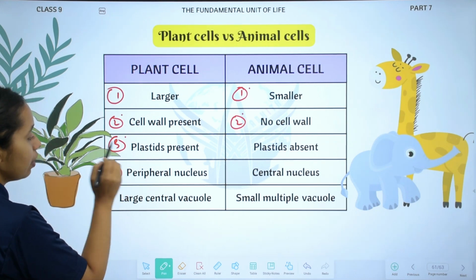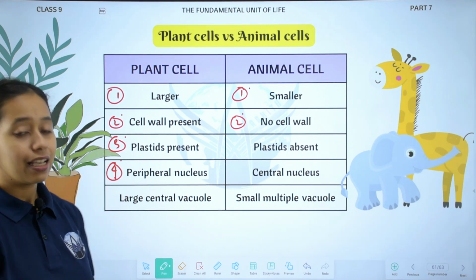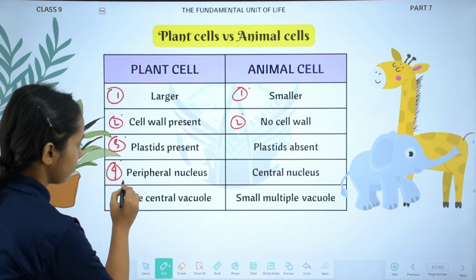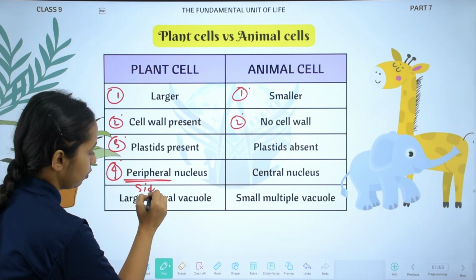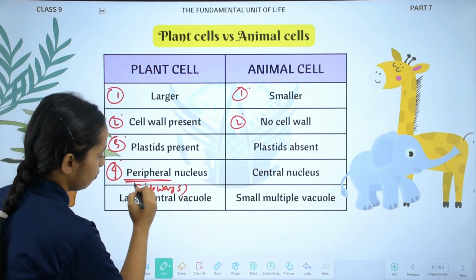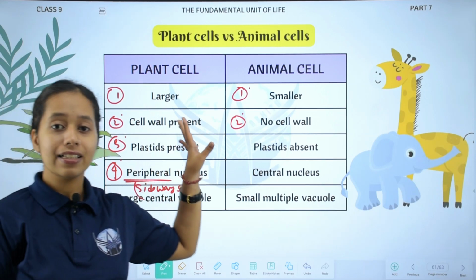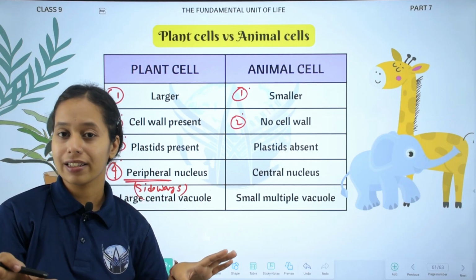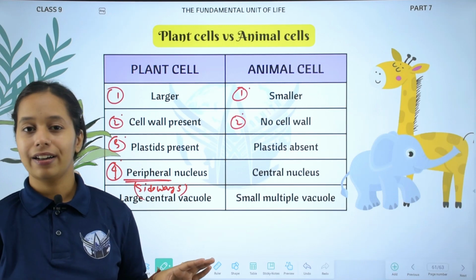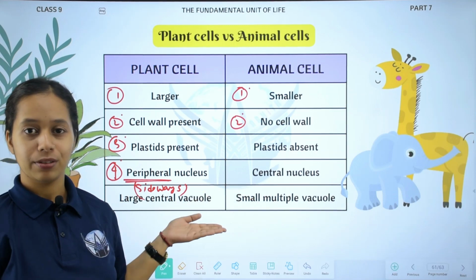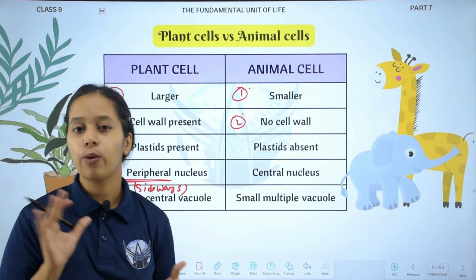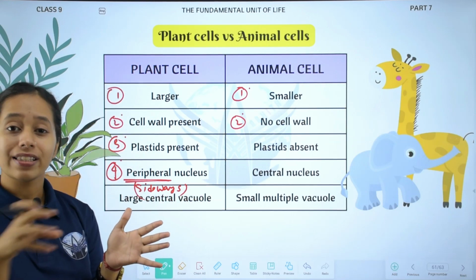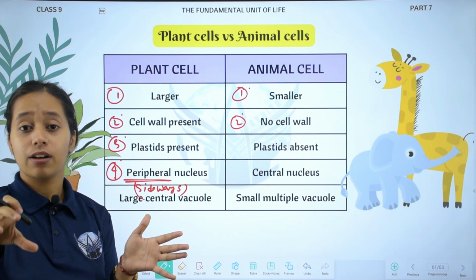Number 4, we have peripheral nucleus in plant cells. Peripheral meaning sideways. The nucleus in plant cells, they are present in the side. Okay, why they are present in the side? We will get to know that in our last point. Let me just tell you why it is present in this side. So number 4, the nucleus is sideways. It is in the peripheral region of this cell.